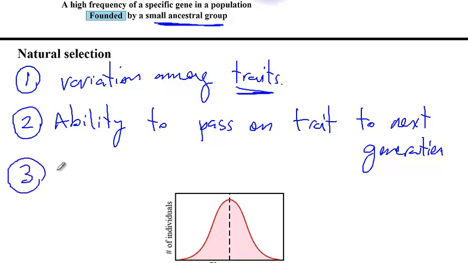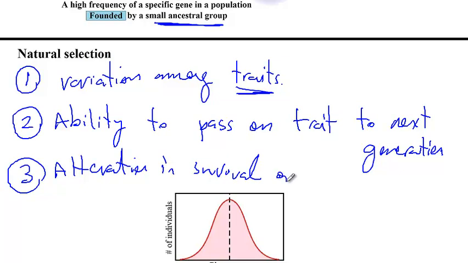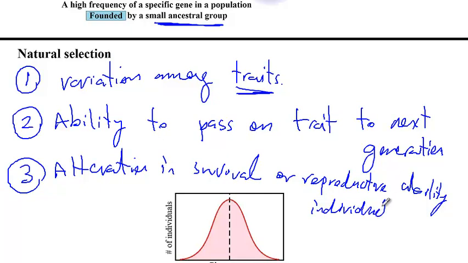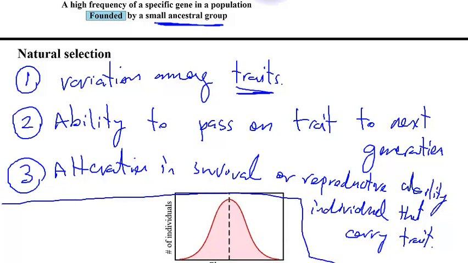And then finally, there has to be alterations in survival or reproductive ability of individuals that carry the trait. So as we just discussed, this trait has to somehow help with either survival or increase the reproductive ability of those individuals in order to be positively selected by natural selection and passed on to the next generation.